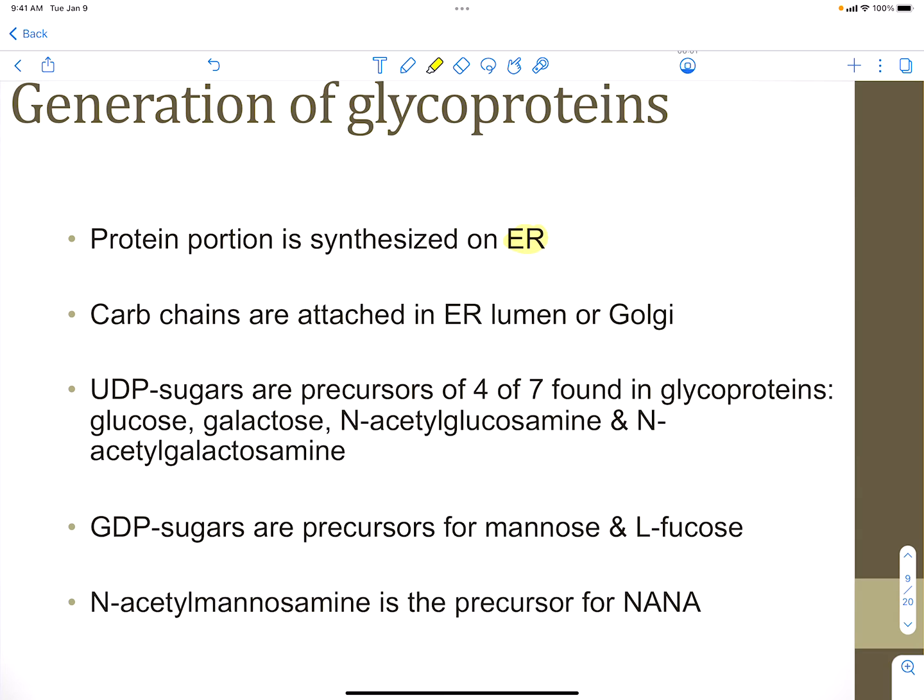The UDP sugars that we talked about are going to be the precursors for 4 of the 7 of the sugar attachments found in our glycoproteins: UDP-glucose, UDP-galactose, UDP-N-acetylglucosamine, and N-acetylgalactosamine. GDP sugars are going to be for mannose and fucose, and we have CMP is going to be for our sialic acid.